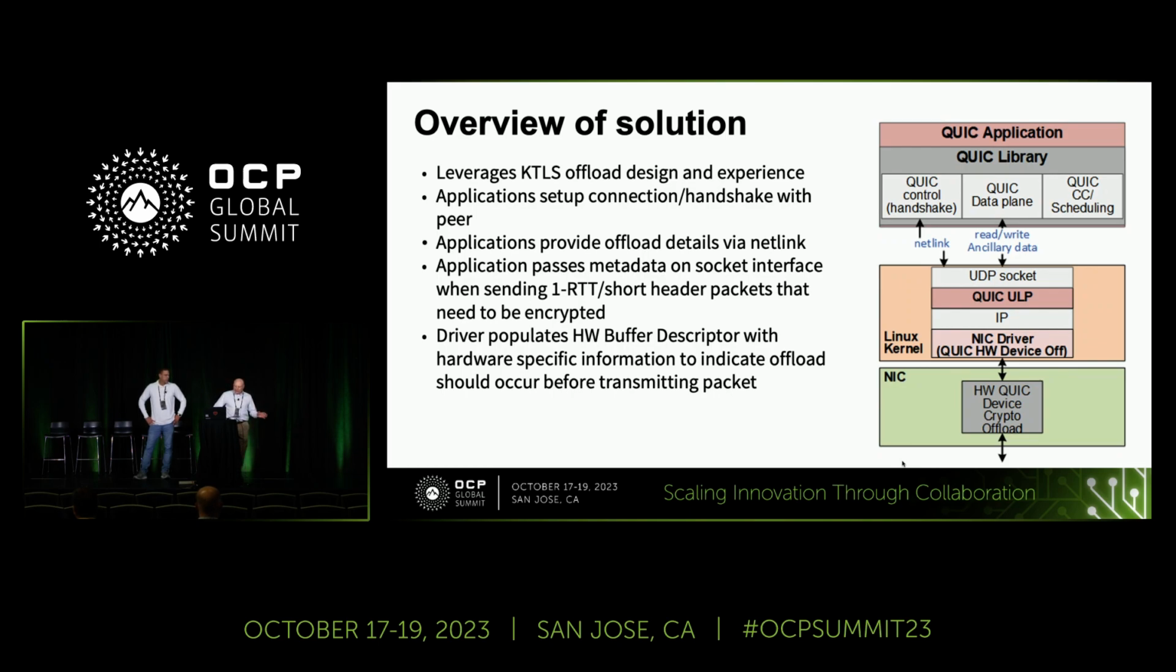One place where we deviated a little bit is that TLS uses socket options to communicate the keys and other parameters. We decided to use Netlink. It's kind of a NIC thing as well. We think it's more scalable and a better interface than socket options, but we can talk about that, and Eric will talk about that in a little bit.